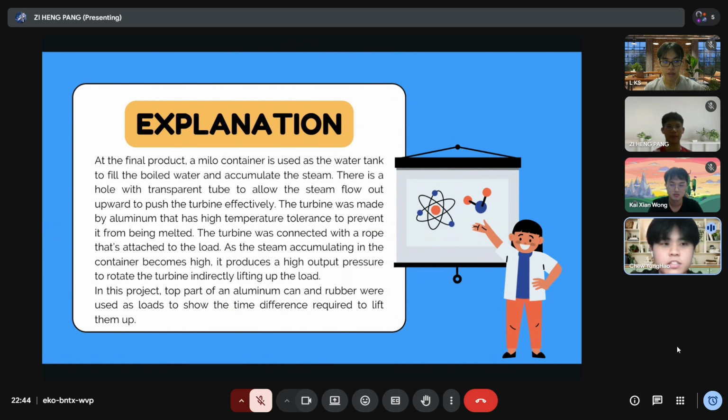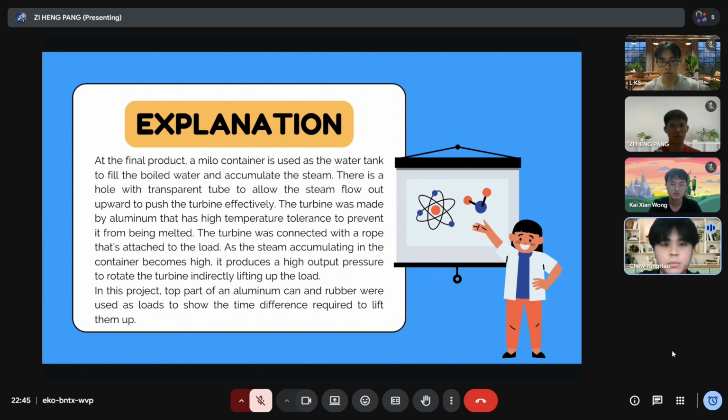And now is the explanation. In the first product, a mineral container is used as the water tank to fill the boiler water and accumulate the steam. There is a hole with a transparent tube to allow the steam to flow outward to push the turbine effectively. The turbine was made of aluminum that has high temperature tolerance to prevent it from melting. The turbine was connected with a rope that attached to the load.